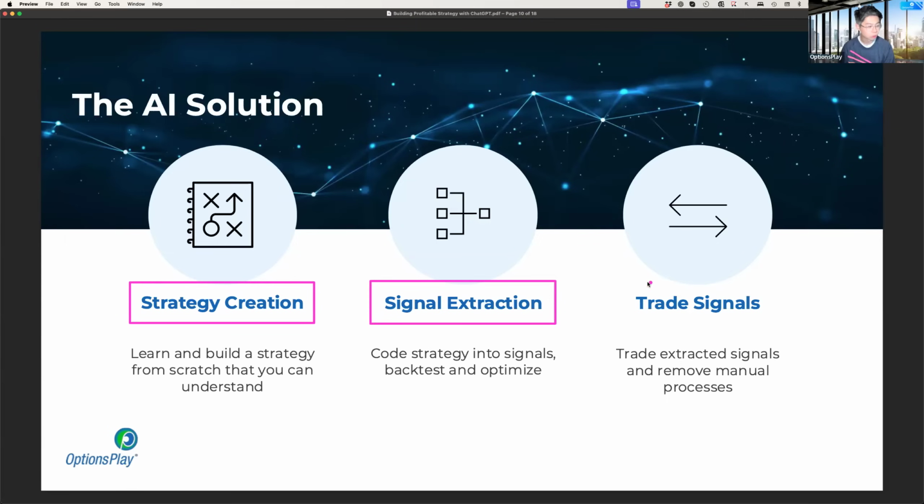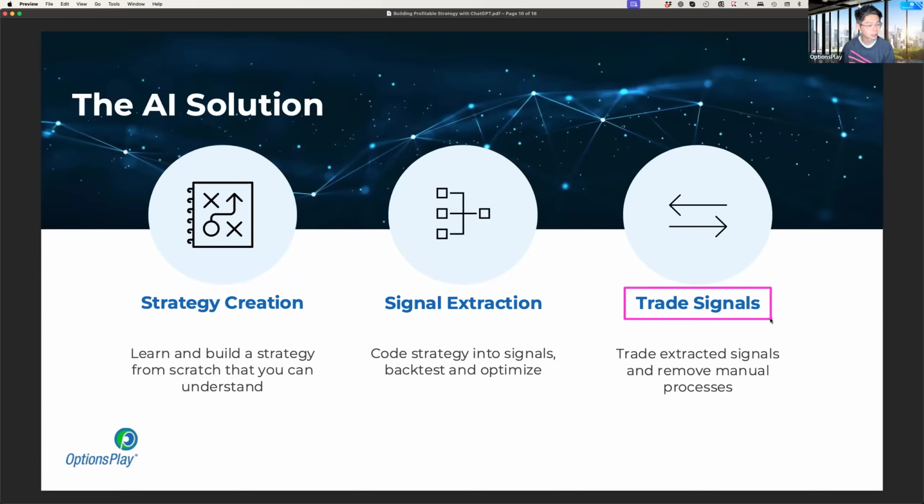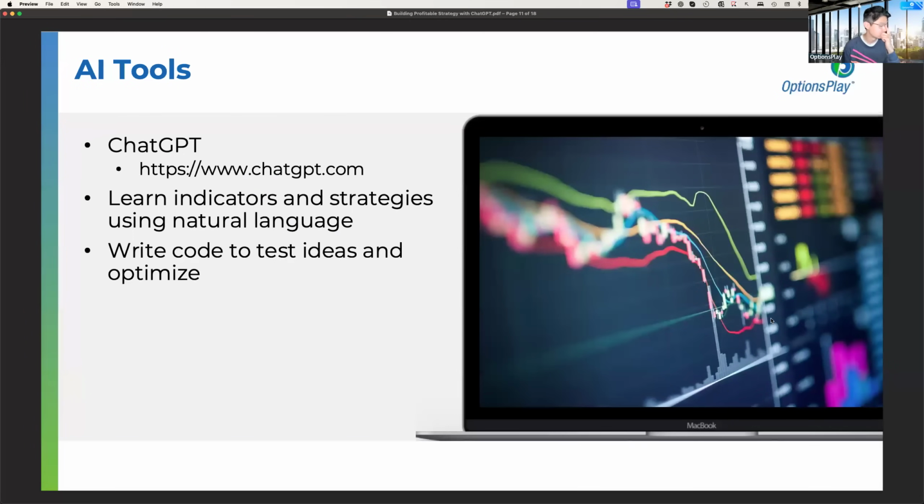So what we really want is to only have trade signals. We don't want to have to look at charts. We don't have to look at indicators and interpret them. We want just the signals. And if we just have the signals, we have a better chance of following our rules. And that's what we're going to try to use AI today to do.